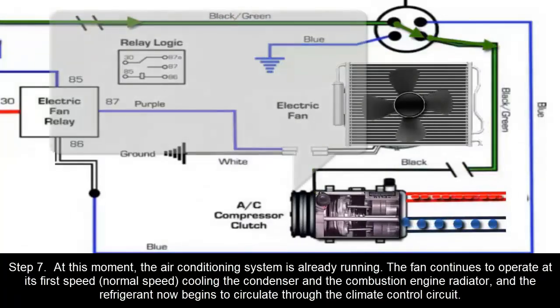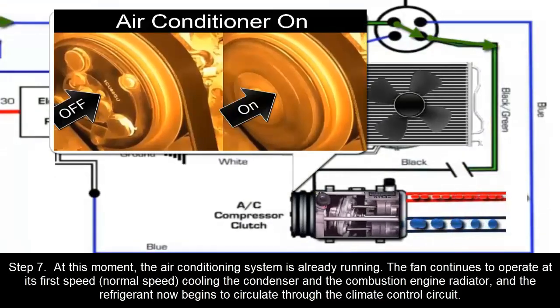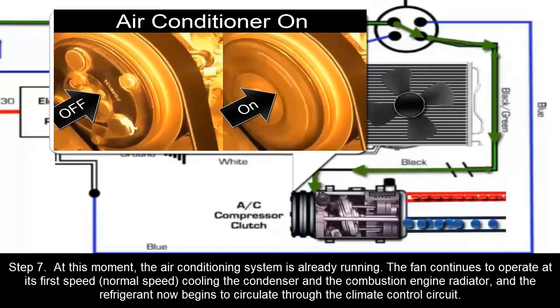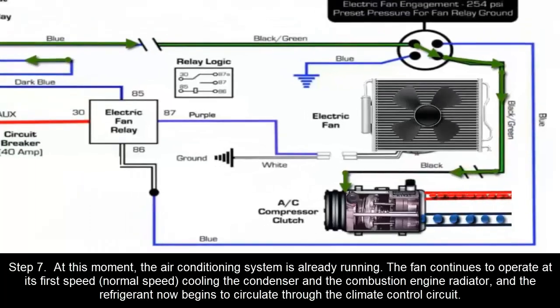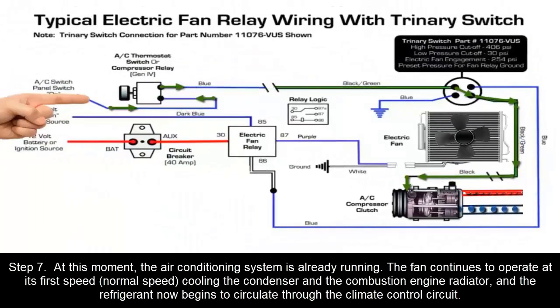Step 7. At this moment, the air conditioning system is already running. The fan continues to operate at its first speed, or normal speed, cooling the condenser and the combustion engine radiator, and the refrigerant now begins to circulate through the climate control circuit.